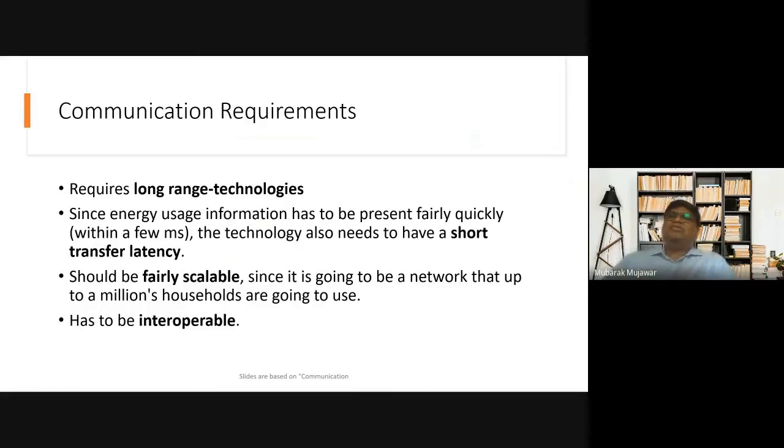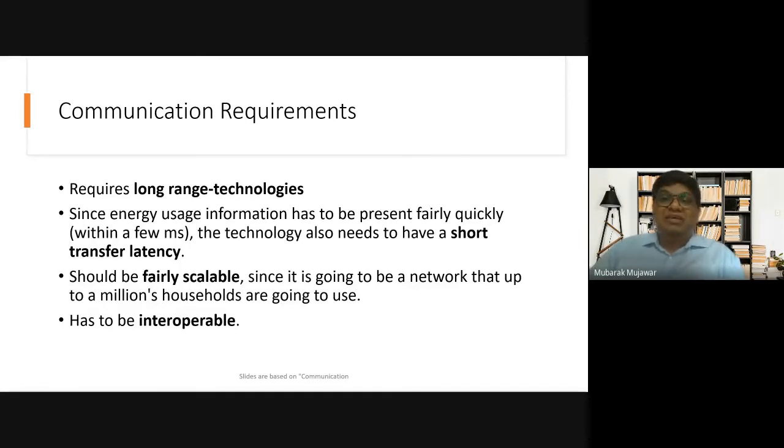So what is the first communication requirement? Obviously, we require long range technologies. The other thing required is that whatever information or communication system we are using should have a short transfer latency. If some failure occurs, that should be reported to the main hub within a fraction of a second, within a few milliseconds. It should not happen that a failure has occurred and it takes a few seconds or minutes to get the information and reroute the power supply. So it has to have fairly quick information transfer.